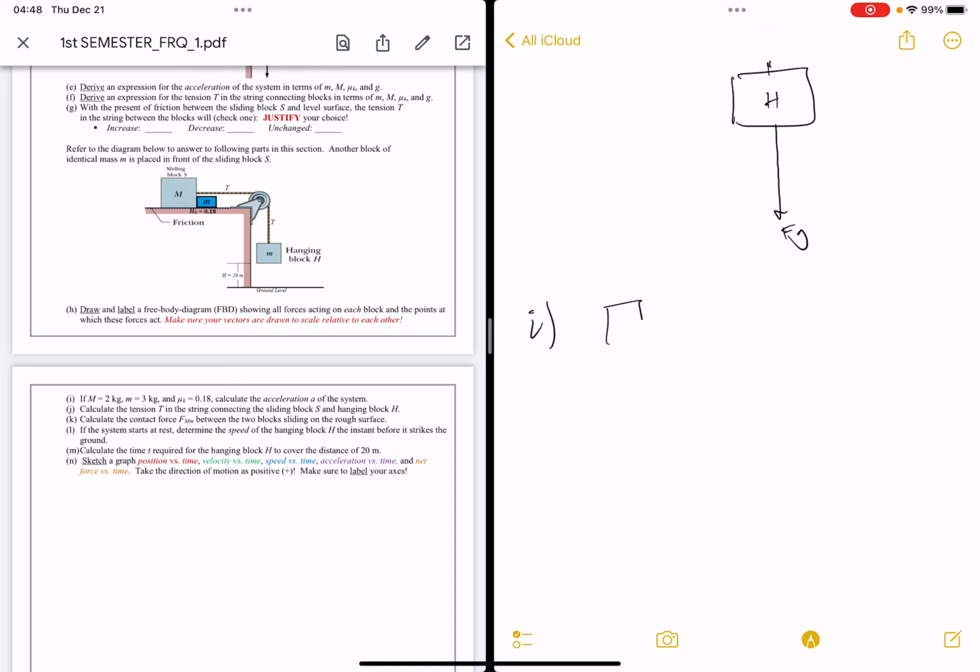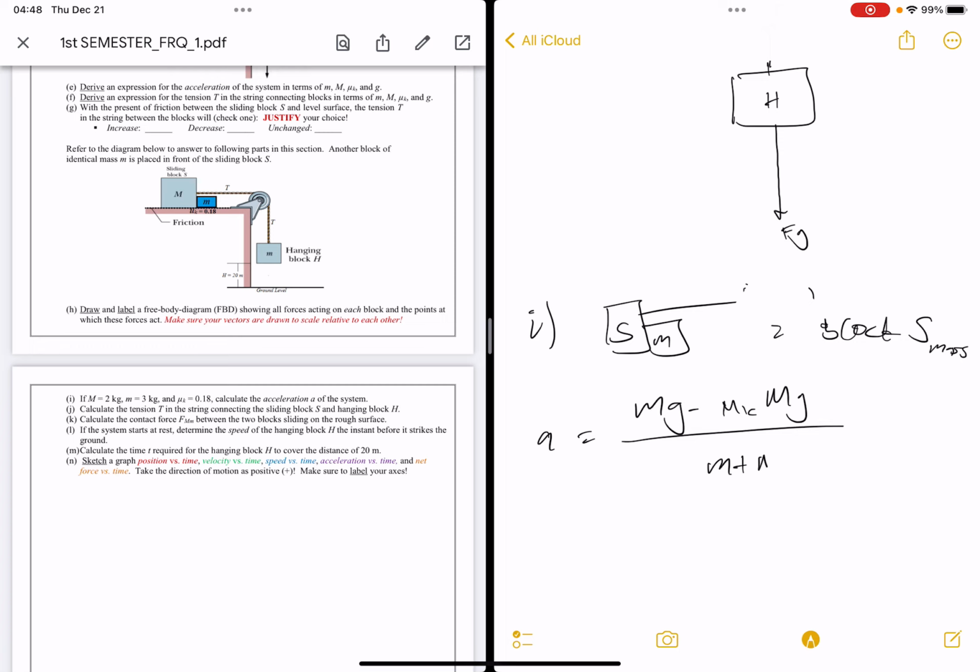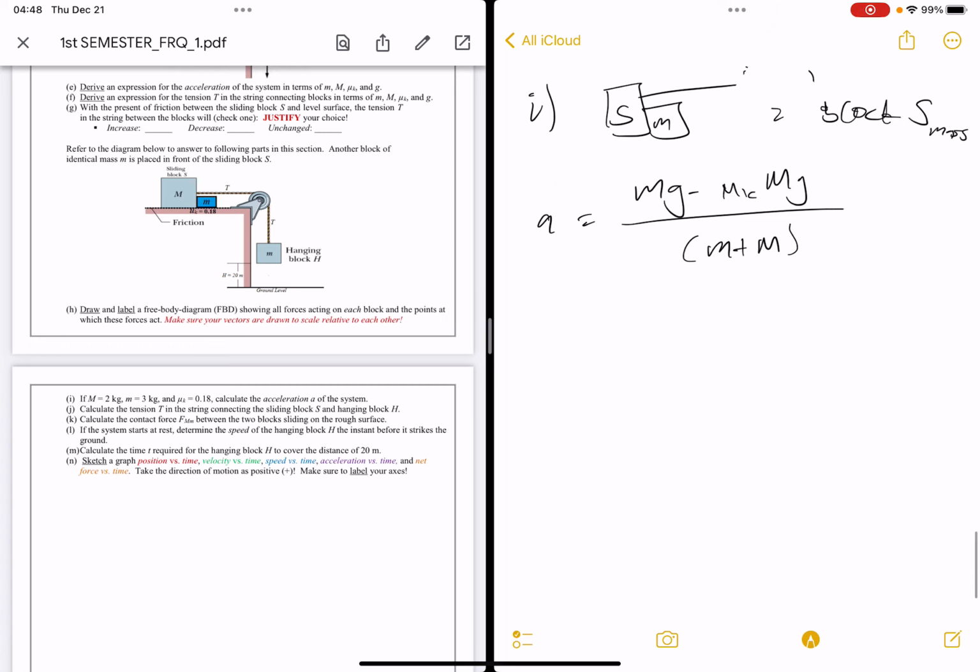So since the rope is not touching m, we can just make this one big mass. I'm just gonna make it all like the mass of block S. Okay. So then using the formula we derived earlier, a equals (M g minus mu k big M g) over (m plus M). And we just plug in all the values.